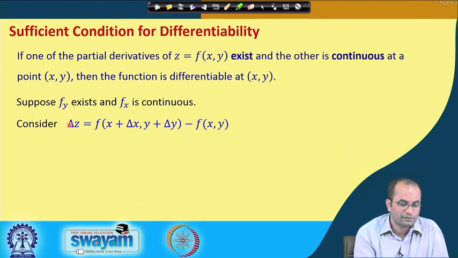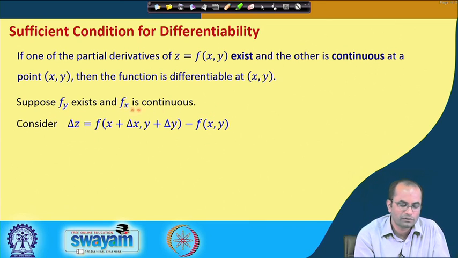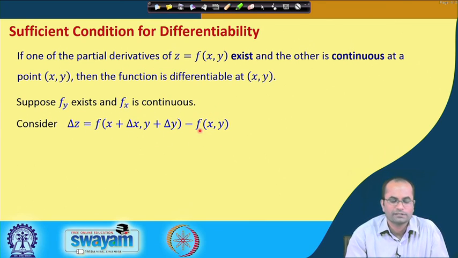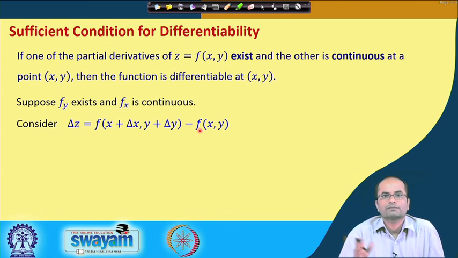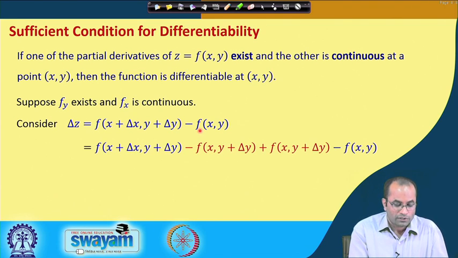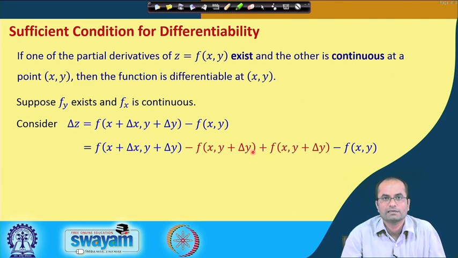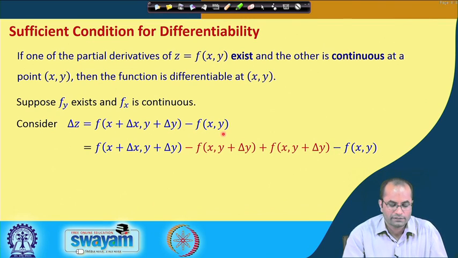So, in this case we will now observe what this delta z is, the variation in z when we vary x by delta x and y by delta y. We will consider this difference, and we will see whether we can express it in terms of that linear function plus epsilon_1 delta x plus epsilon_2 delta y. So, moving further, we have f(x plus delta x, y plus delta y) and we have subtracted f(x, y plus delta y), and we have added the same f(x, y plus delta y) minus f(x, y), which was already there in the difference.